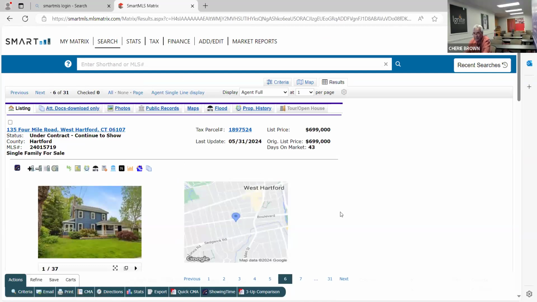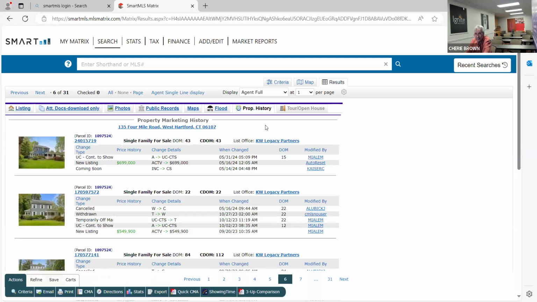So it was on the market for 43 days, presumably. Let's look at the property history. So it was on last year at 549, and it went under contract. It looks like it was temporarily taken off the market, then it went into withdrawal status, and then they canceled it in May of last year. But at that point, it had come on at 549.9.